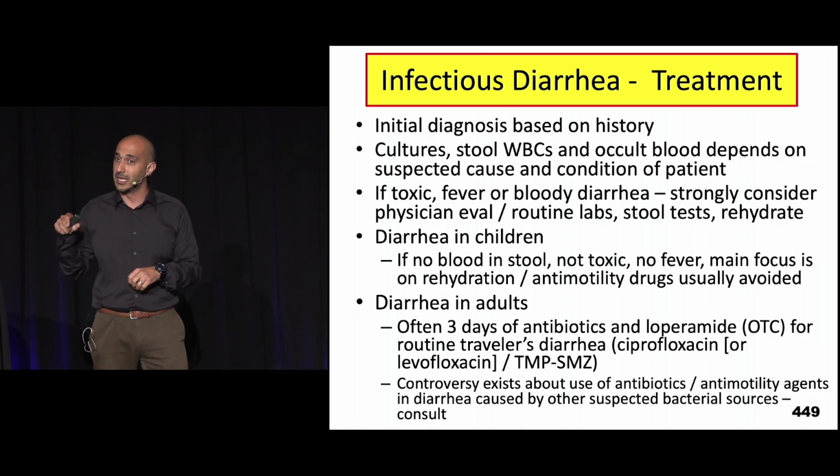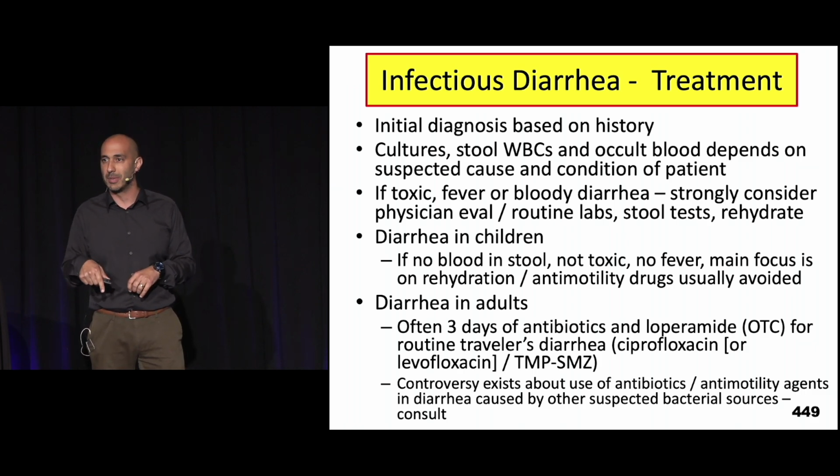Remember, Pepto-Bismol in young children, avoid. Why? It has bismuth salicylate, so you don't want to give aspirin-like products to young kids. That's why we don't give Pepto-Bismol for the really, really young kids. It's okay to give in adults.